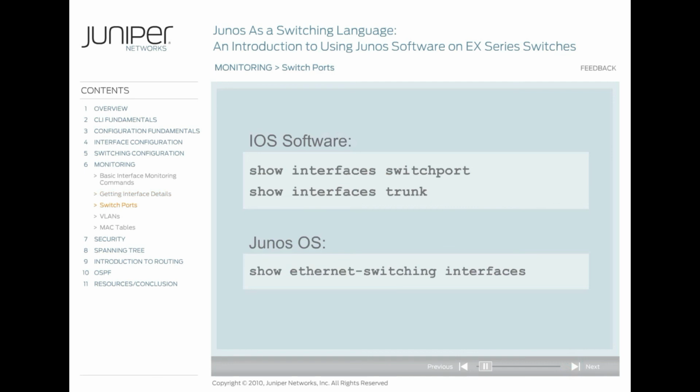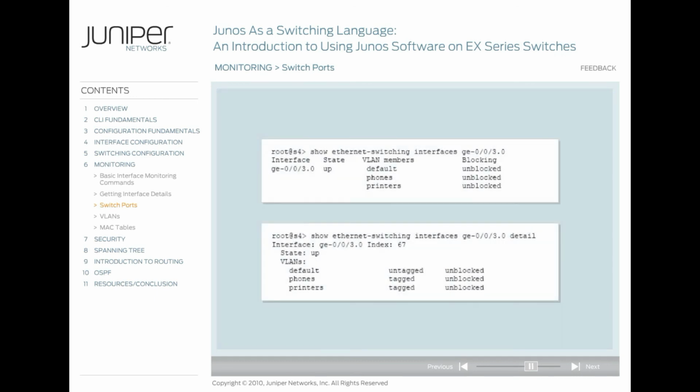In Cisco's IOS, you would use the command show interfaces switchport to get information about a switch port, or show interfaces trunk to get information about trunks. With Junos, you use the command show ethernet-switching interfaces to get similar information. Like the Cisco IOS commands, you can either specify an interface, or if you don't specify one, the software will display information on all interfaces. Here we use the command to get information on the ge-0/0/3.0 interface. When we add the detail flag, we can see information about whether the VLAN is transmitted with an 802.1Q tag.